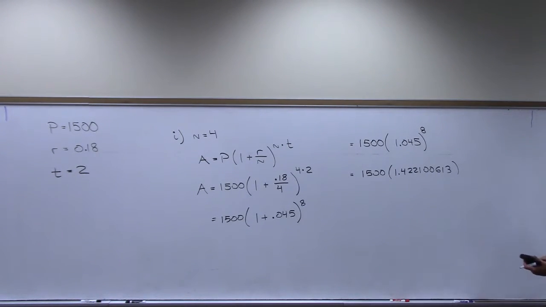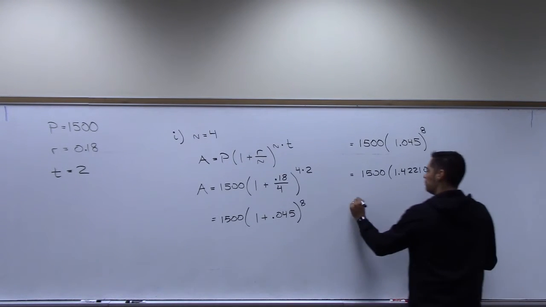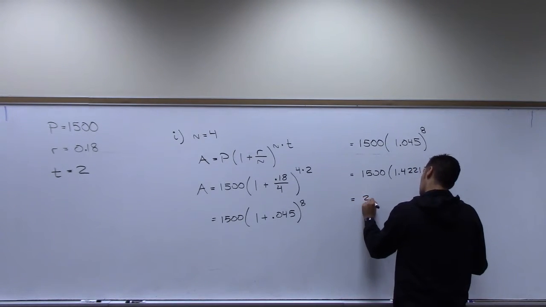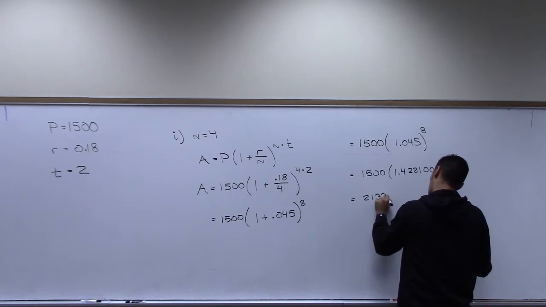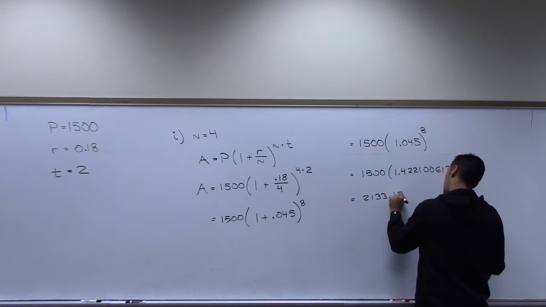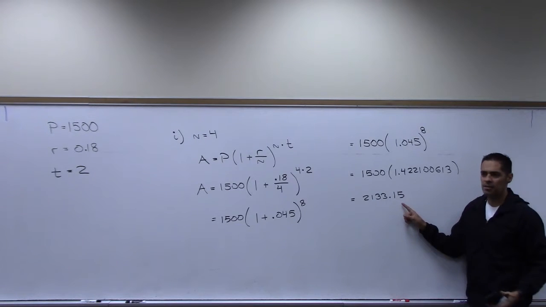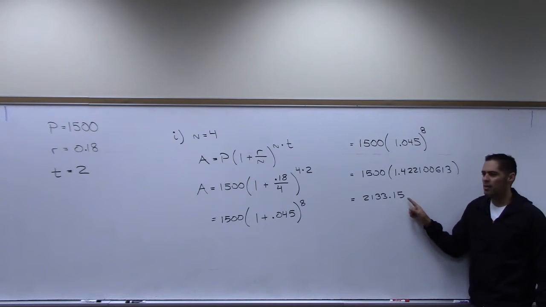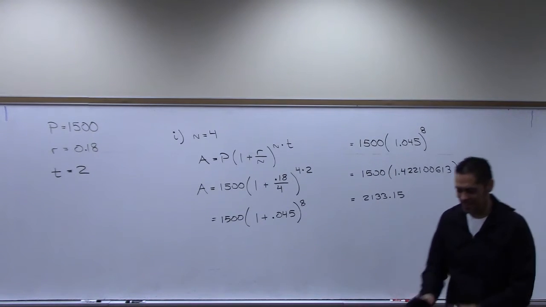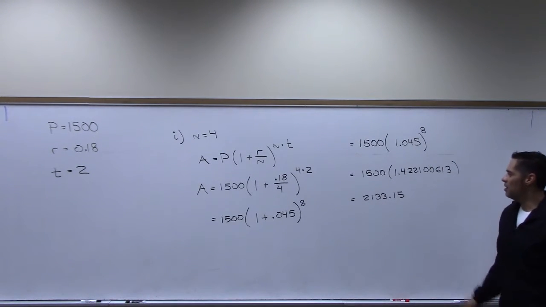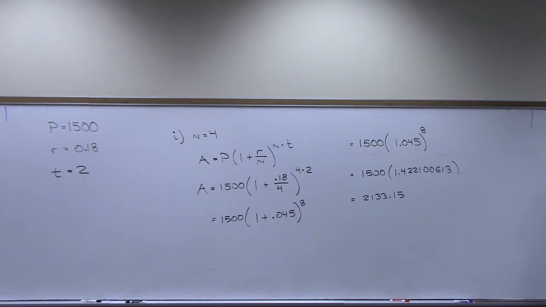So 1,500 times 1.422100613 is 2133.15, and I'm going to stop at 15 because this is money, right? So we're not going to have anything past cents. Unless you're paying for gas. Yeah, that's right. Good enough. That's close enough. All right?